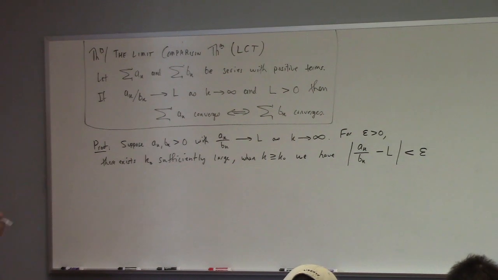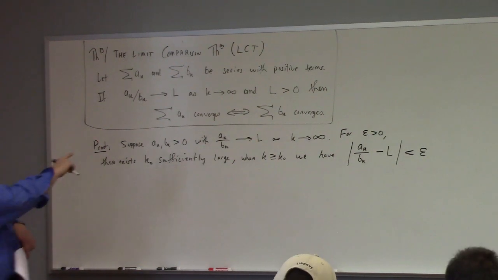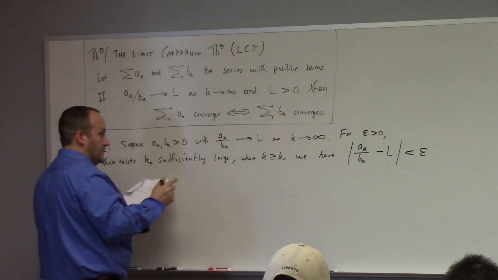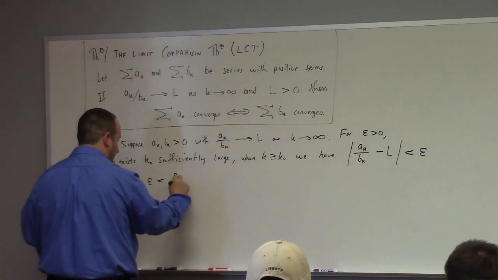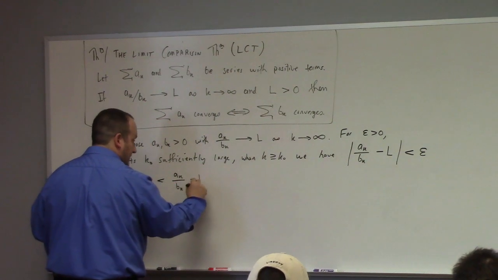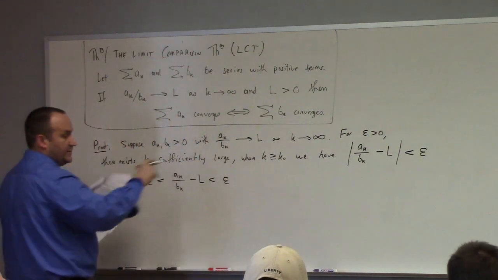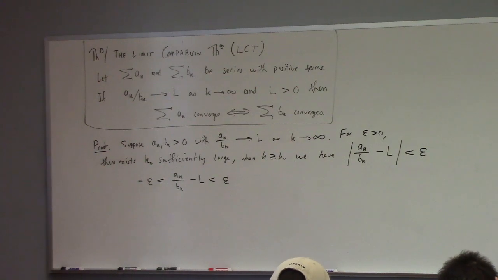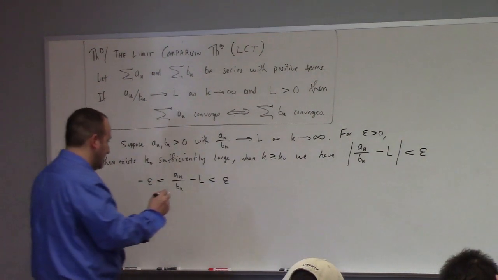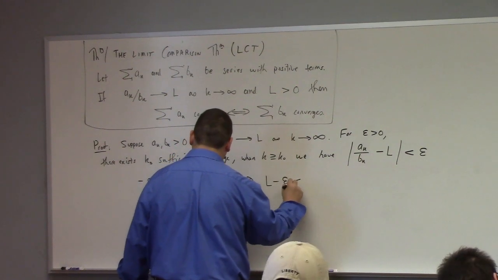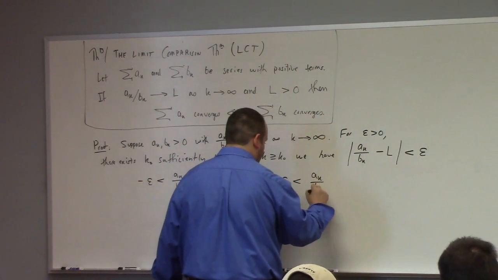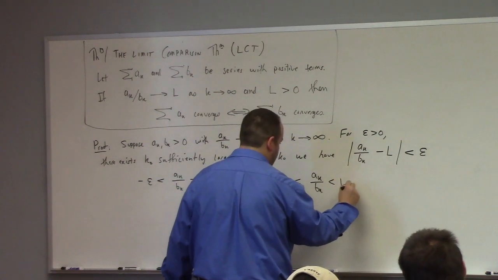But what does that tell you? What does this mean? This means that minus epsilon is less than ak over bk minus L is less than epsilon, right? That's what that inequality means when we unwrap it in terms of a double inequality. And then that, you could do what? Add L to both sides, right? L minus epsilon less than ak over bk less than L plus epsilon.